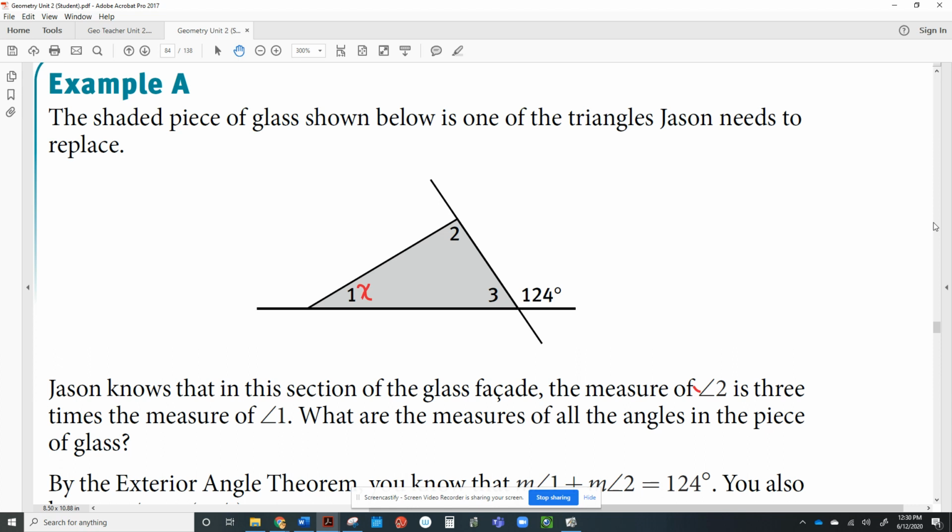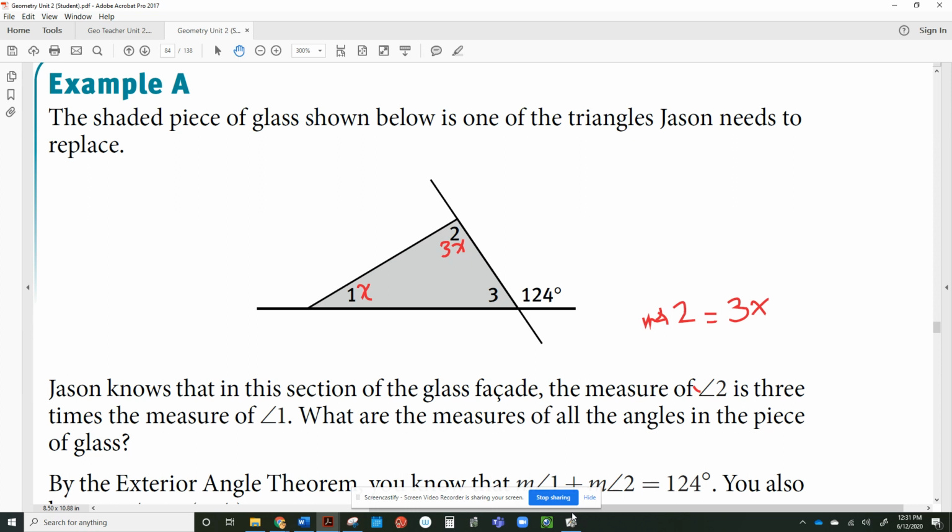And then what did they tell us about angle 2? Angle 2 is 3 times, so I'm calculating angle 2, I've got to multiply something by 3, the measure of angle 1. Well, what did we call the measure of angle 1? We called it x. So that means that angle 2 right here, the measure of angle 2, is 3x. Okay? So now I have enough information to write an algebra equation.